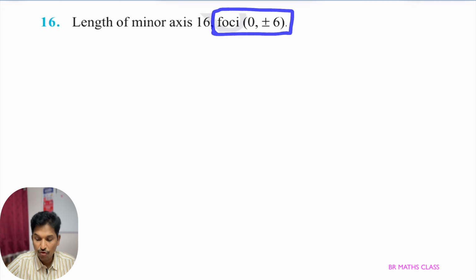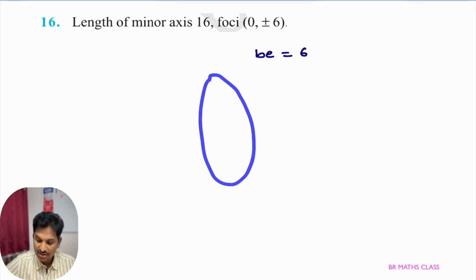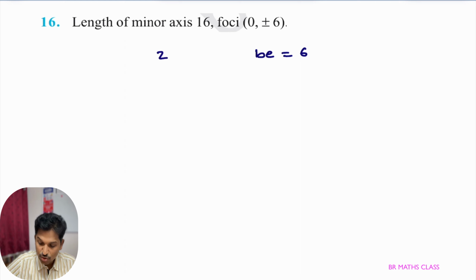Similarly, you observe this question. Foci here important. From this, what you can say? AE is 6 or BE is 6? BE equal to 6. Okay. And length of minor axis is 16. See, this is second type of ellipse. In second type of ellipse, this is the minor axis. This is the major axis, right? Minor axis is what? Minor axis is 2A. So length of minor axis is 2A. 2A equal to 16. From this, A equal to 8.